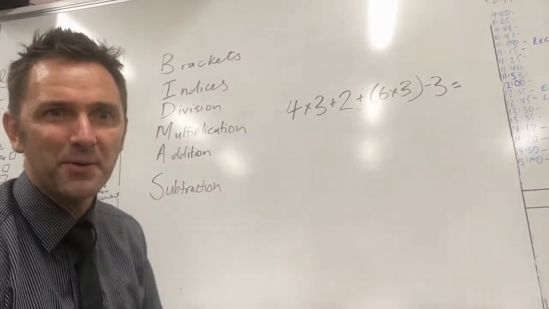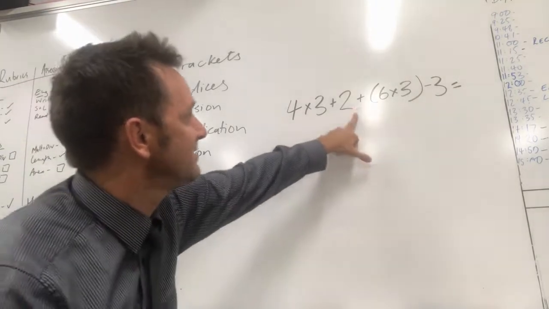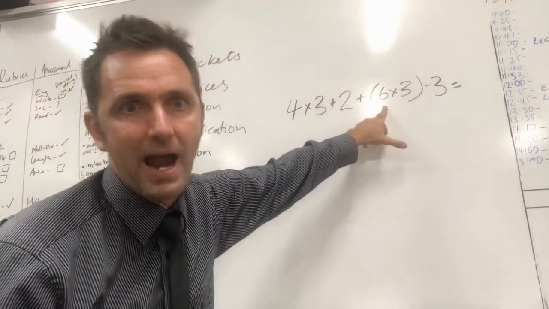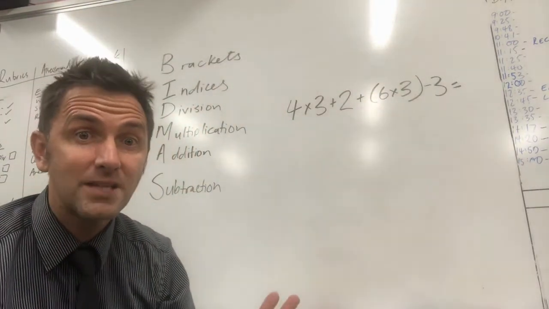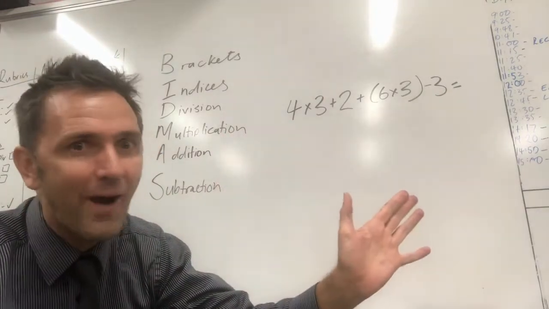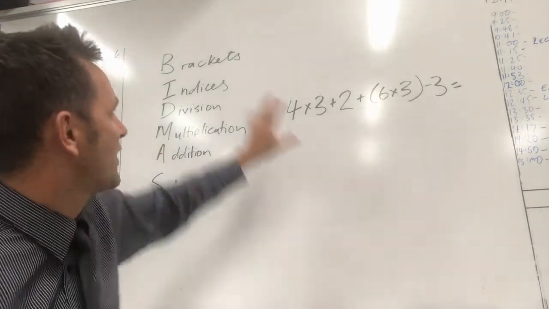Look at this one. How good's this one? It's a long one, isn't it? 4 times 3 plus 2 plus 6 times 3 in brackets, right? Minus 3. Well, looks daunting. We don't just go from left to right. Don't just go 4 times 3. No. We've got to use BIDMAS.